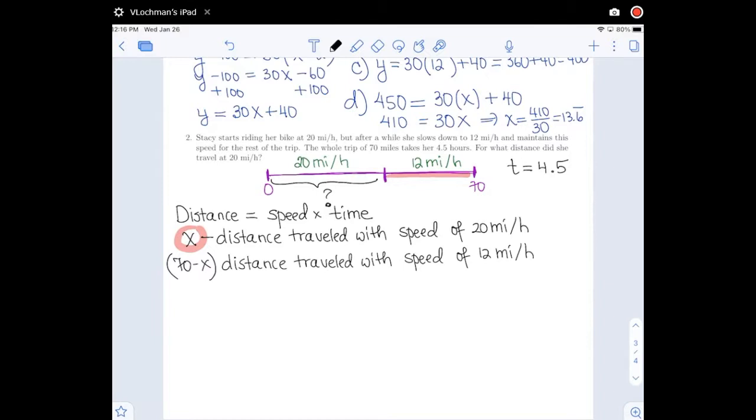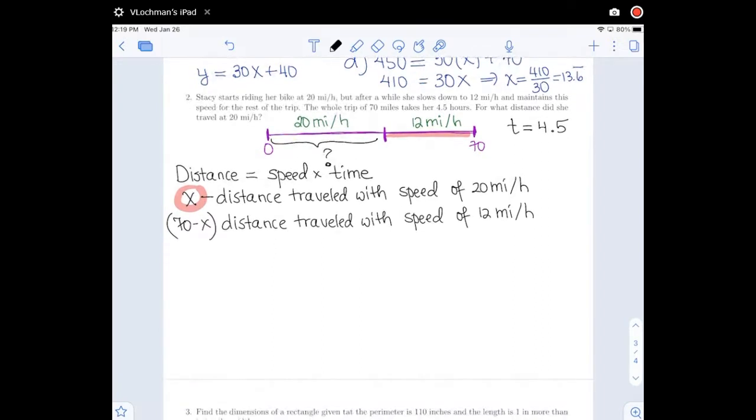these two distances set up with one variable, if you set it up as y, that's fine as long as you also define what that y is, right? y would be 70 minus x. So that's just one intermediate step. We have the distance for the first speed, we have the distance for the second speed.